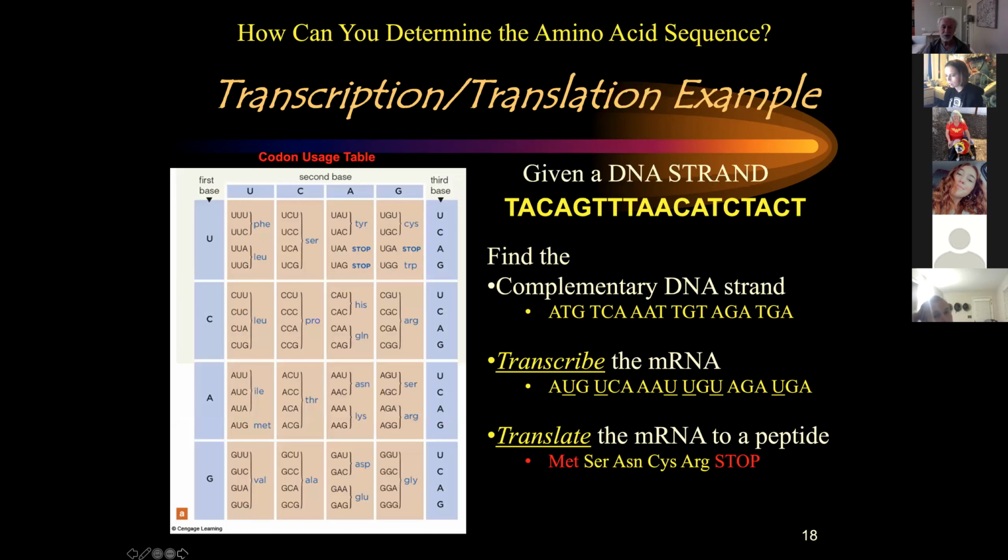So then how can you determine what the amino acid sequence is if you know the sequence of the DNA? Well, this shows you how to do it. And this is important. You need to know how to do this because you'll be asked about it in the future. But we'll start with a DNA strand that has this sequence: TACAG, and so on.